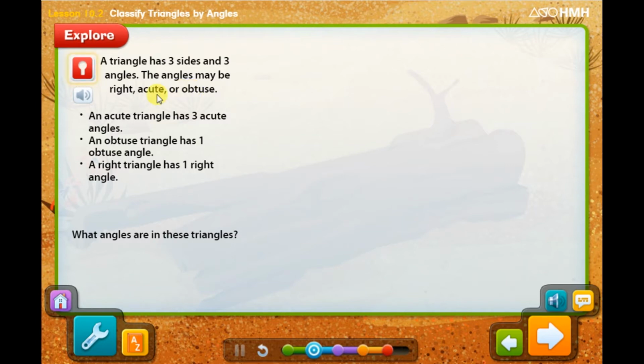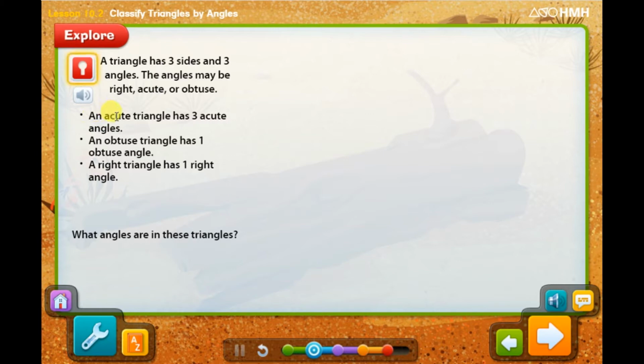So let's read the 3 types of triangles. An acute triangle has 3 acute angles. An obtuse triangle has 1 obtuse angle. A right triangle has 1 right angle. So that's easy. You can just name the triangle according to its angle. Triangle, angle. Oh, that's weird. Tri means 3. So triangle means 3 angles. Oh, that's why we call it triangle.